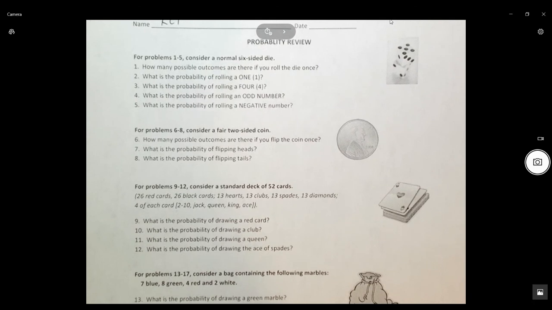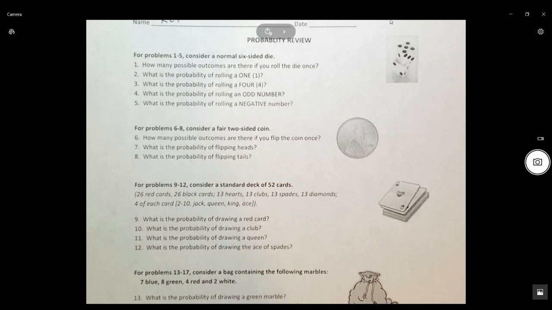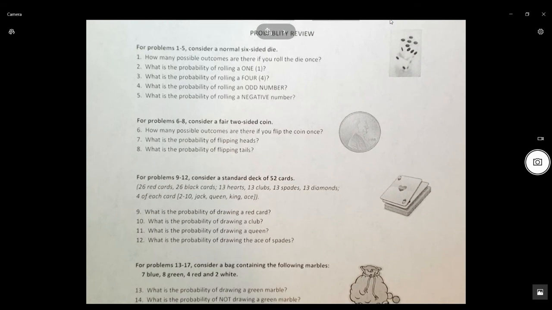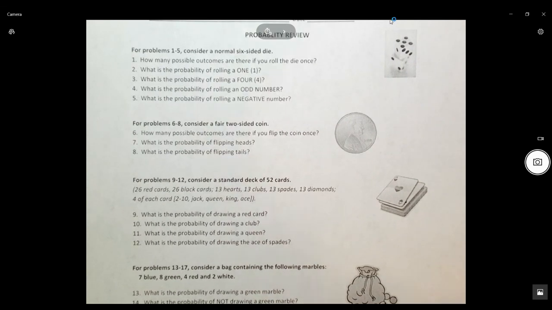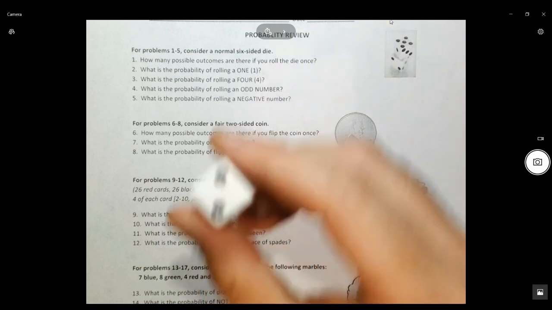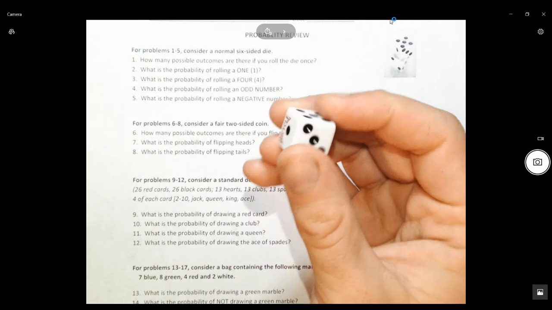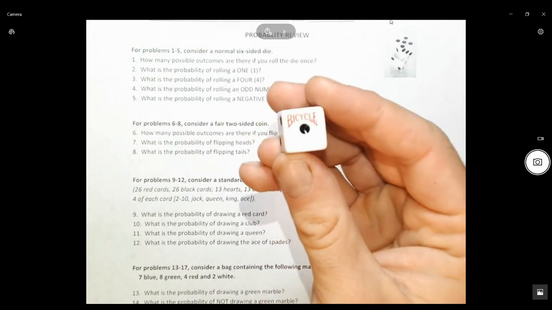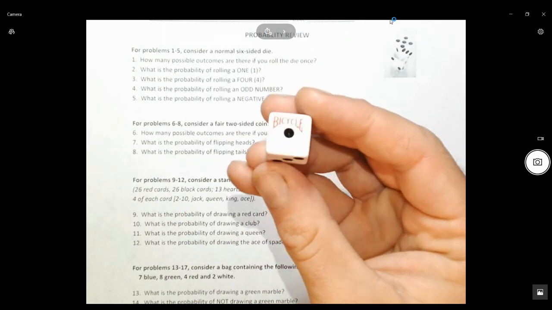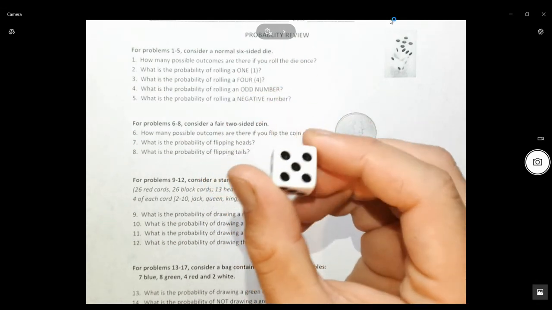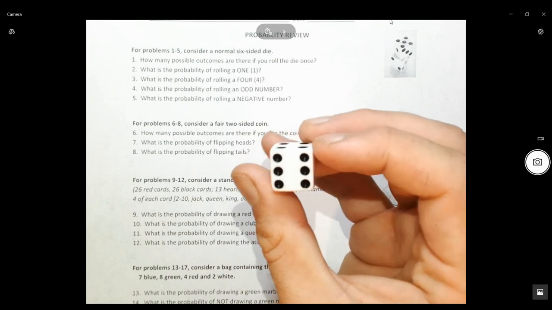This is the probability review notes that you should have, so hopefully you have these printed out, or you can just follow along and copy them down as I go. All right, so the first situation for problems 1 through 5, we're going to look at a 6-sided die, a normal 6-sided die. All right, so you should be familiar with this. Like I said, there are 6 sides. We all know that each side has a different number, so that's 1, and 2, and 3, and there's 4, 5, and 6, right? So this is just your normal dice.